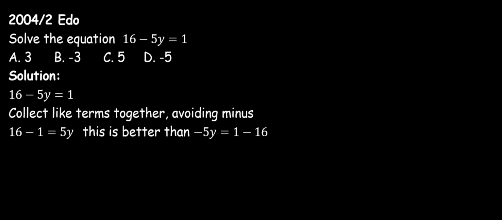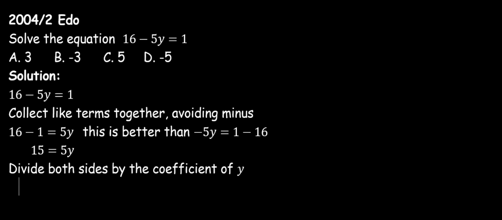Solving, we have 15 equals 5y. We can now divide both sides by the coefficient of y. So the result will be 15 divided by 5 equals 5y divided by 5, and we have y equals 3.